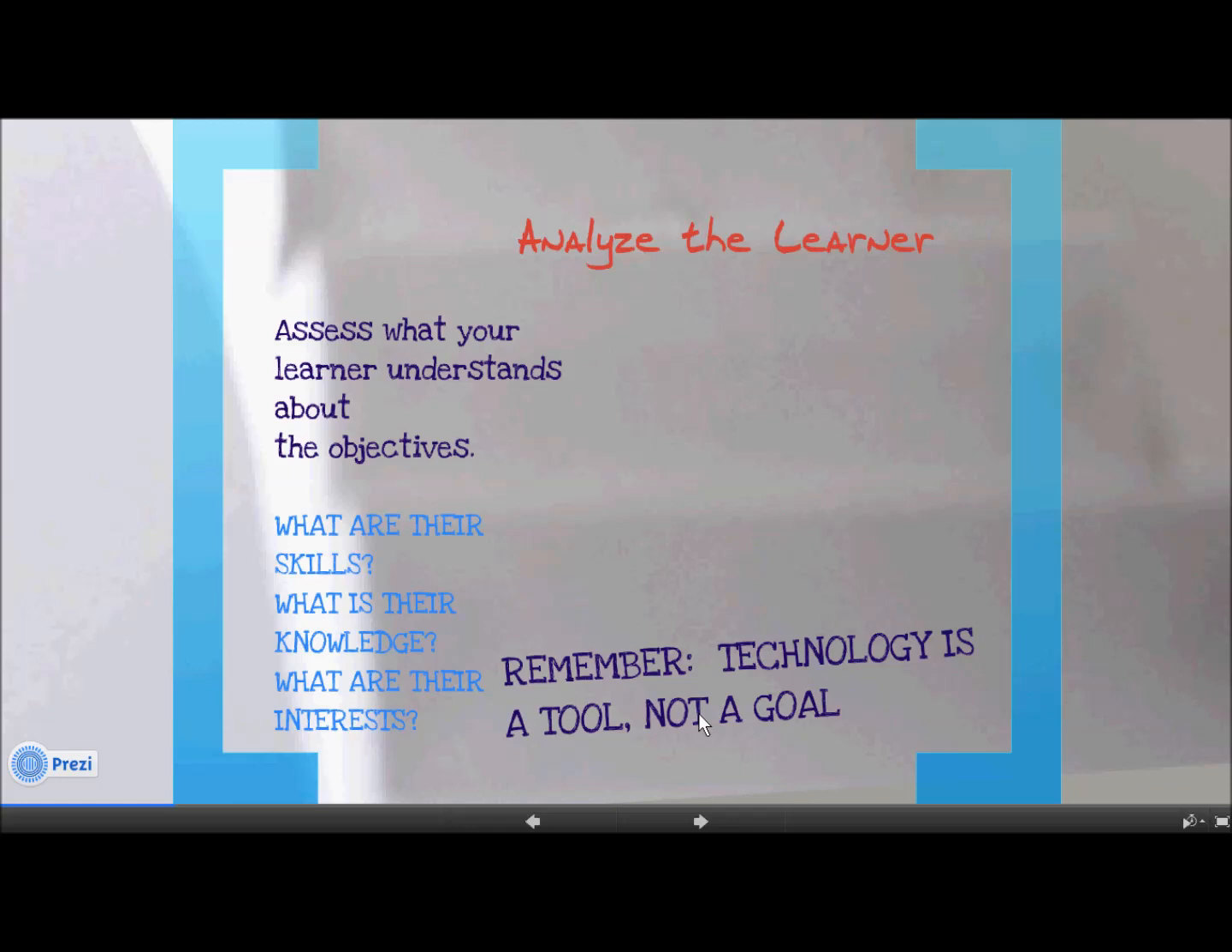for each of your learners. So what you have to do is assess what your learner understands about the content objectives, and then you also need to know what their skills are as far as technology is concerned, what their knowledge is about a topic, and most importantly, what are their interests? I mean, what are the things that they're interested in?